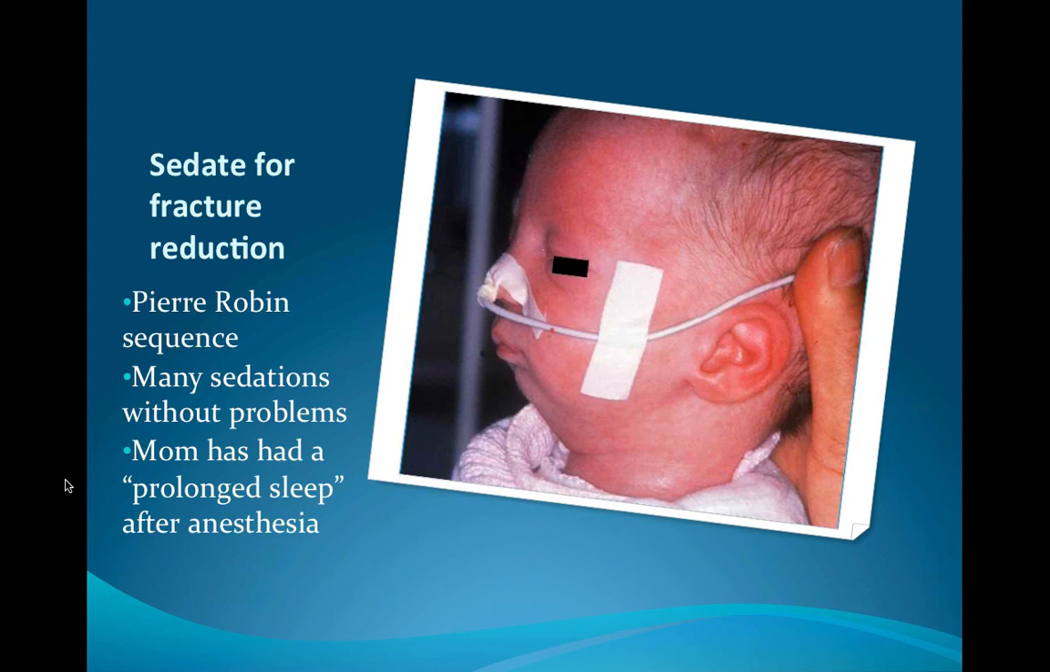First off, the airway is going to be a nightmare. That's the whole point of Pierre-Robin, right? They don't have the jaw. So they have a very minimal lower jaw, very, very small airway. I'm already giving you that he's had sedations without problems just to kind of make you feel better, but the mom also had this prolonged sleep after anesthesia. What does that mean? Is she missing an enzyme and therefore can't come out? So this is one that I would certainly not want to sedate in the emergency department. I would consult anesthesia, or have the patient admitted, but I wouldn't want to be doing this one in the emergency department.